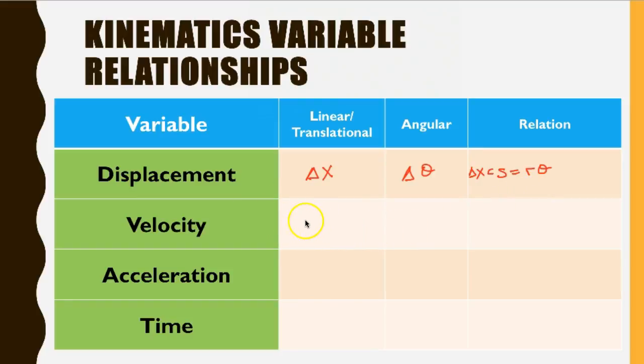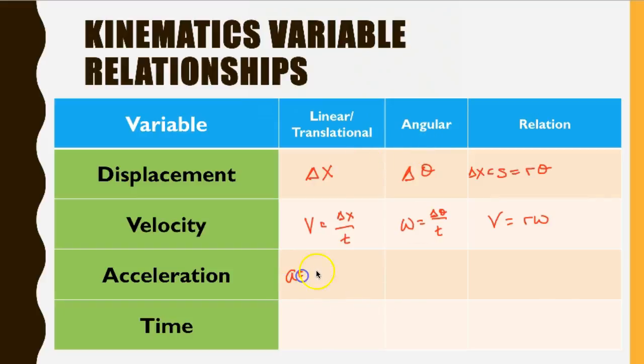Translational velocity was v. Here it's omega, which is delta theta over t. Here this was delta x over t, right? The relationship between the two was v equals r omega. And when something is rolling without slipping, we can write them like that. That relates those two quantities.